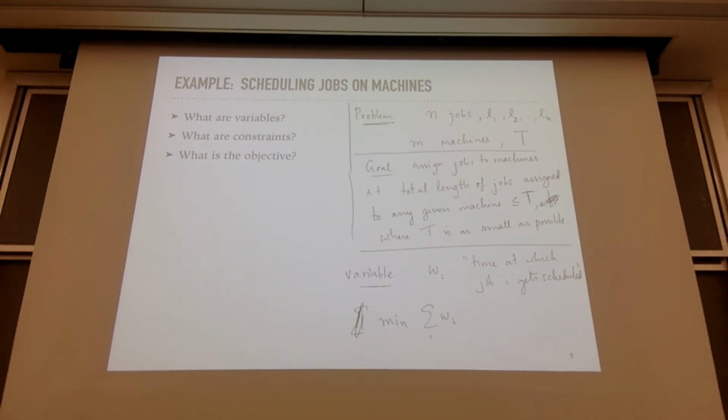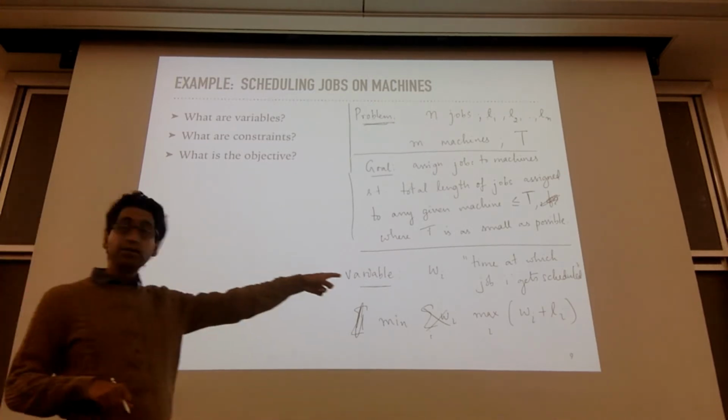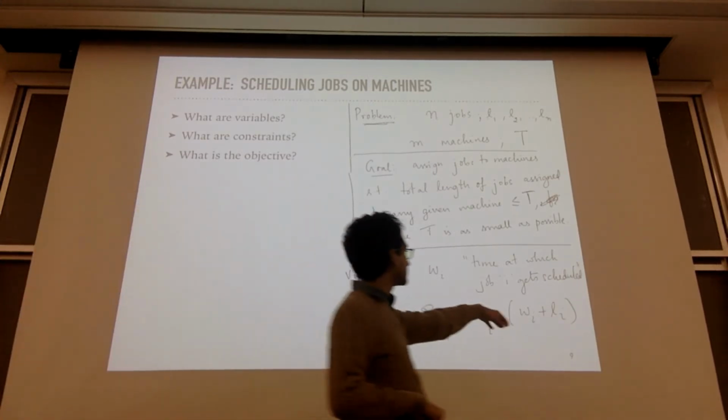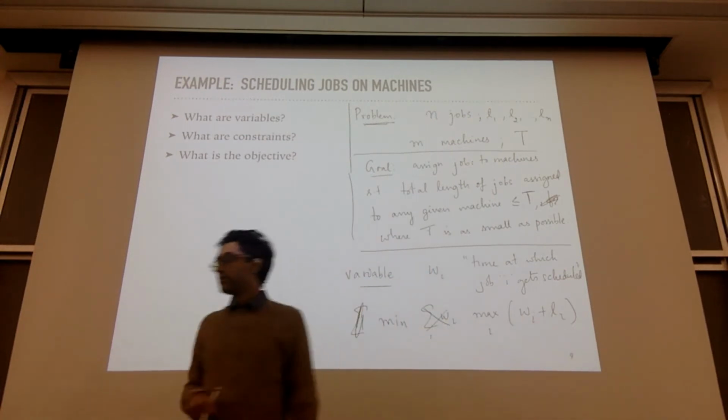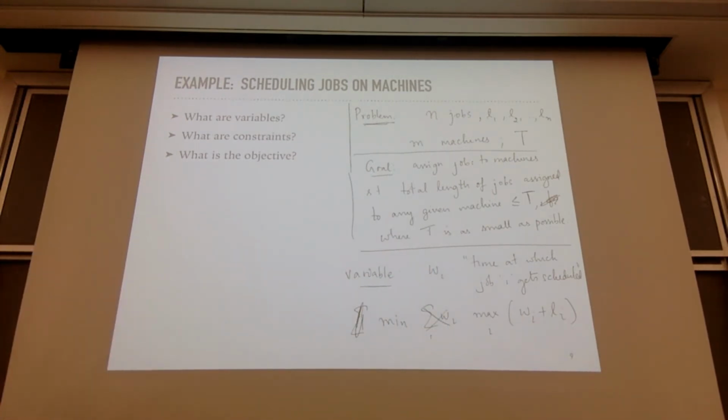You could find the maximum over all I of the waiting time plus the actual length of the job, and minimize that maximum. So if you have these as your variables, then the objective would be not this, but something like minimize the max over all jobs I of the waiting time of I plus the length of I, because this is the time at which it would actually end. Okay, and this is what you want to minimize. So this is fine as far as the variables go and the objective.